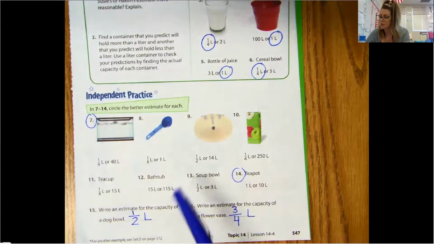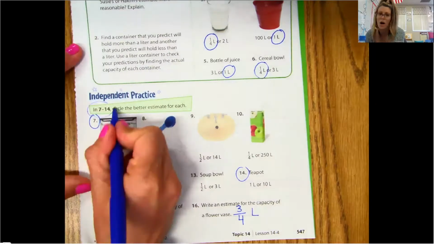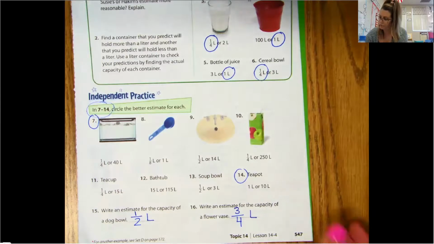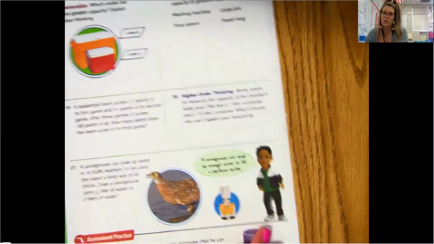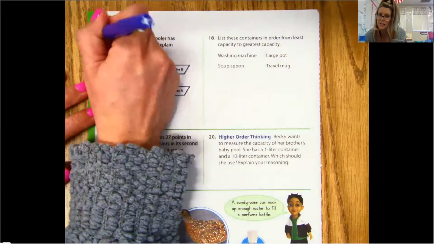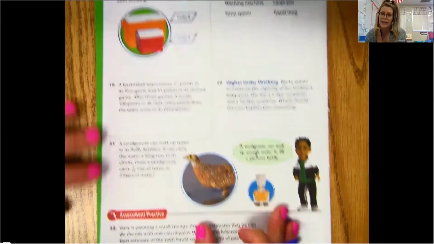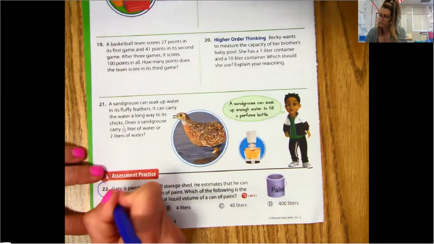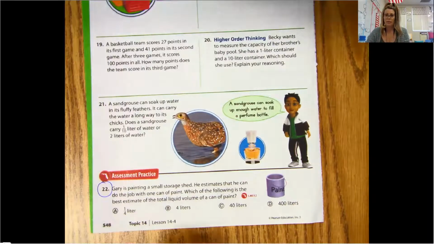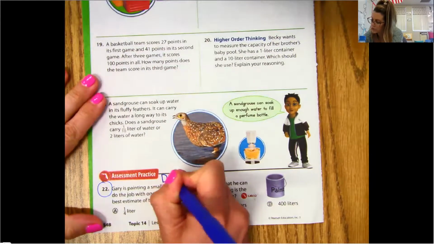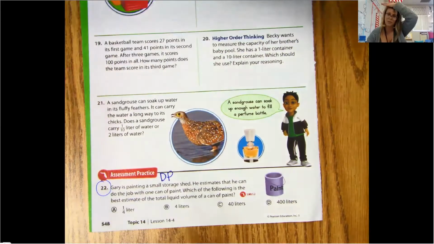All right, so you are doing 7 through 14 on your own. And then you are going to, on the back, do number 17 and number 22, okay? So your discussion post is going to be 3 different problems. It's going to be on Schoology for you, but I also want you to write it here. So your discussion post is going to be 22. So put a DP so you know.